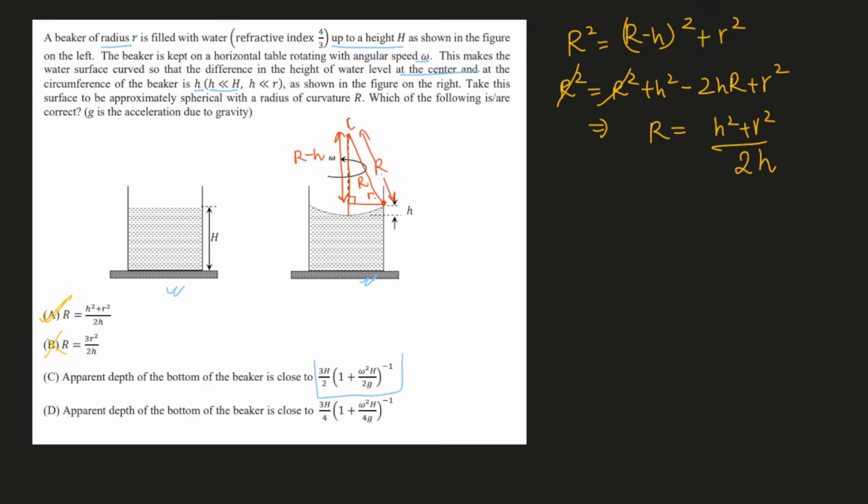Now, this is interesting. How do we figure this out? Both of these options, by the way, are just about the apparent depth of the bottom of the beaker. So what we have here right now is a sphere. And as it is rotating, you don't really see anything but a spherical surface with a radius of curvature of R. And if I just erase these things, we don't really need them now.